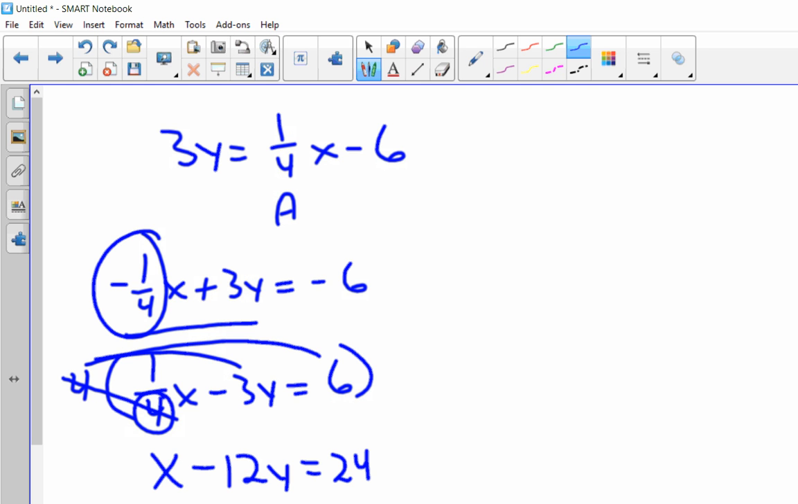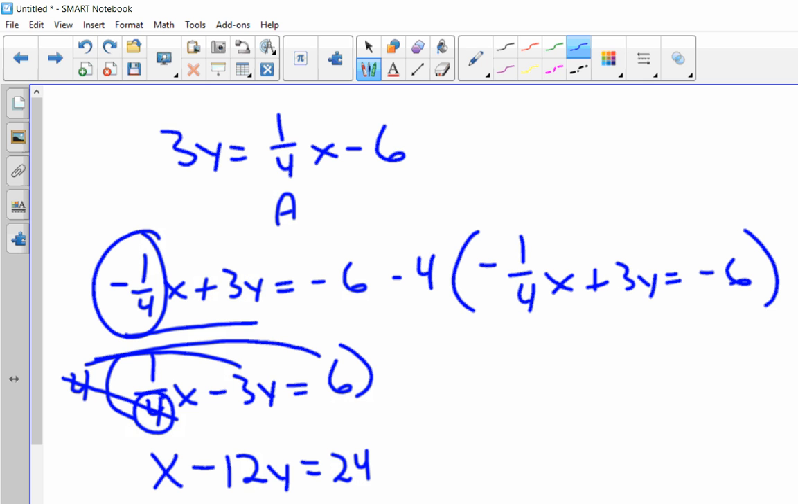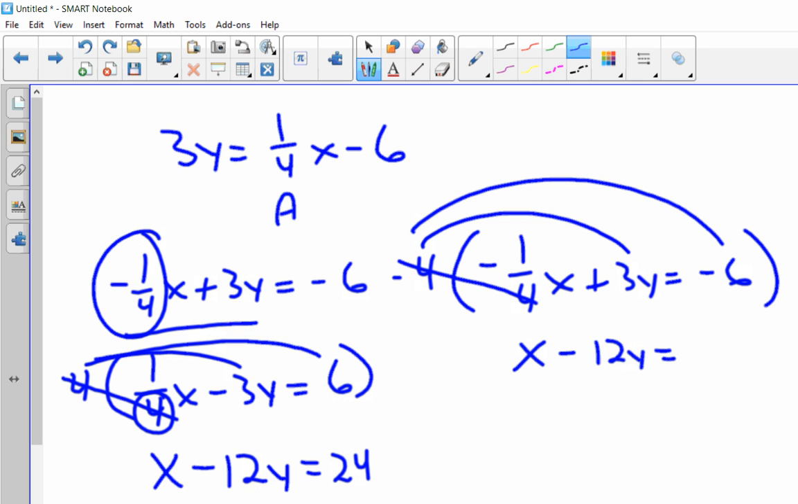Okay. But when we get really good at math, and I'll go back to this step here. I want to get rid of the fraction, and I got to make it positive, so I had to multiply it by a -1, and I had to multiply it by 4. Well, why don't I just multiply it by -4? Okay, so that's really doing 2 steps in one. Those 4's are going to cancel out. I get an x. -4 times 3 is -12y. -4 times -6 is +24. I got the same answer.